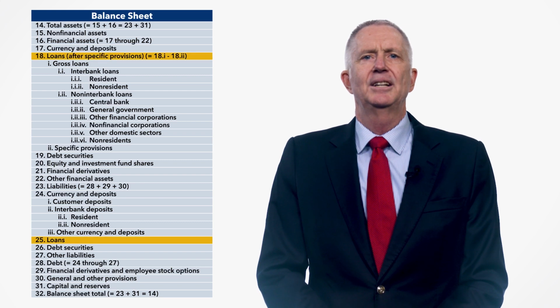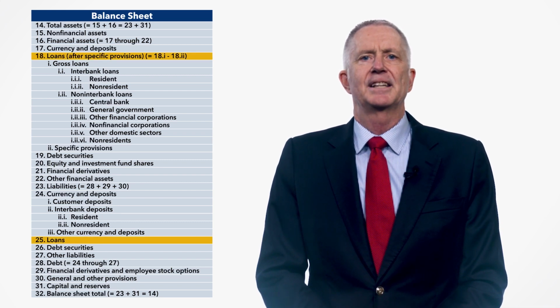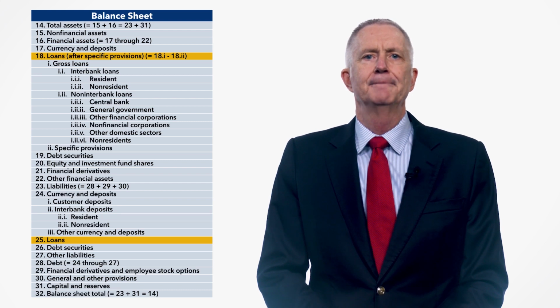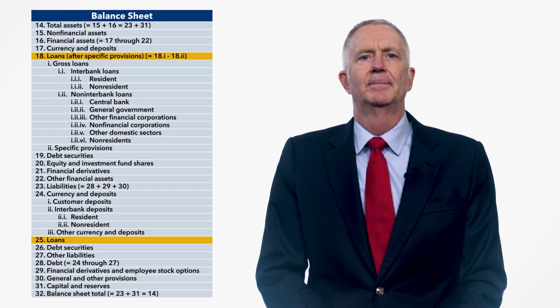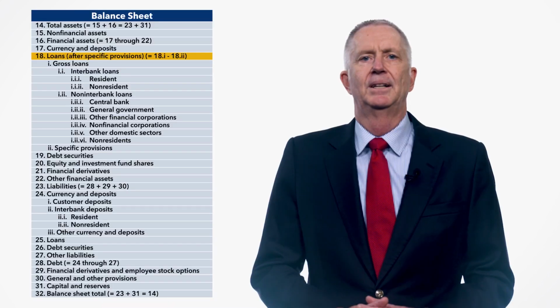Loans, lines 18 and 25, are financial assets that are created when a creditor lends funds directly to a debtor and are evidenced by documents that are not negotiable. Not negotiable means that legal ownership cannot readily be transferred from one unit to another unit by delivery or endorsement. Loans differ in this way from debt securities, which are designed to be negotiable.